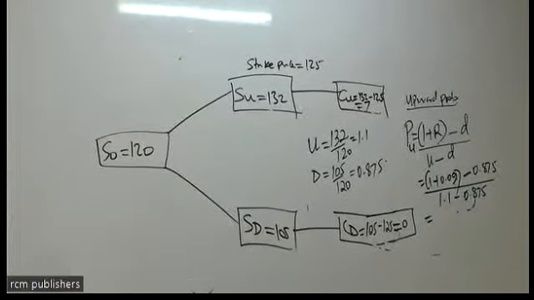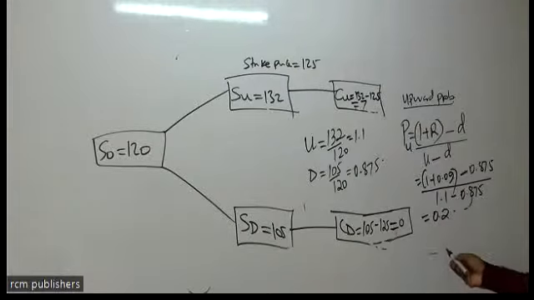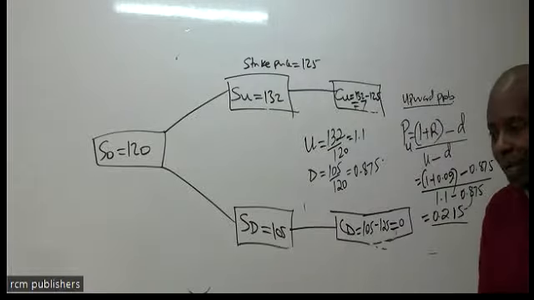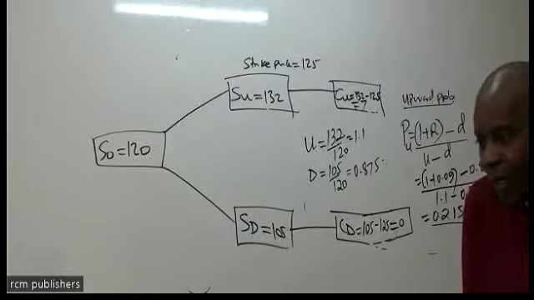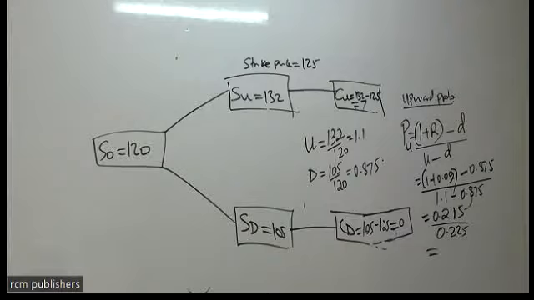So the numerator, I'm told here, is 0.215, divided by the denominator, which I'm told is 0.225. Thank you so much. So finally, what answer are we getting? 0.956. Thank you so much.